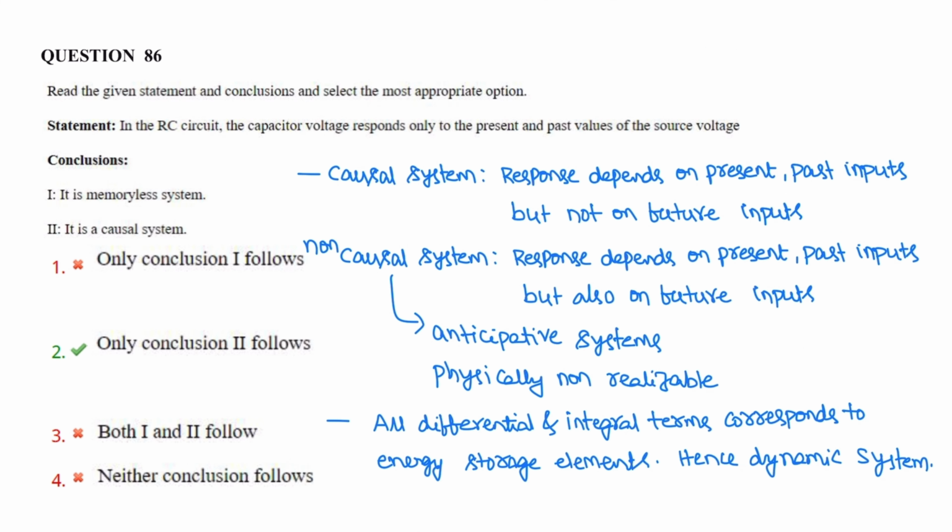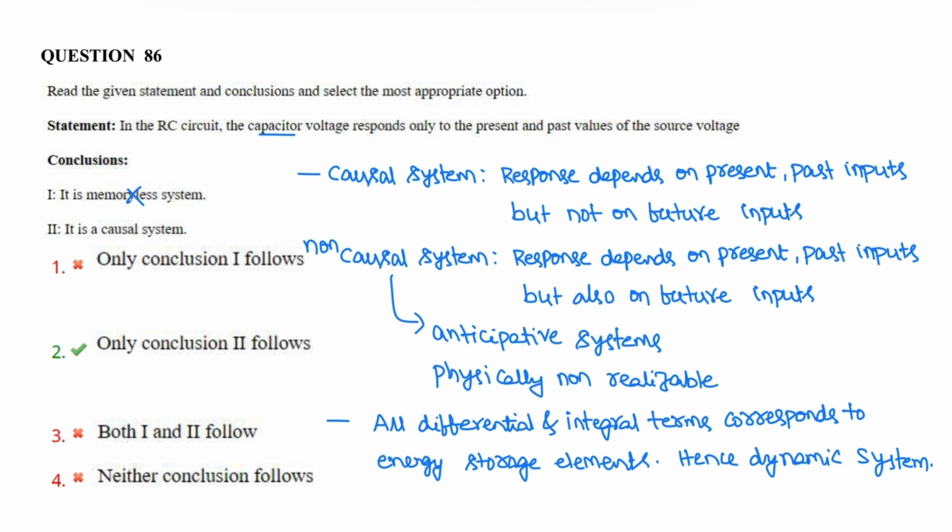Next, the given statement: in the series RC circuit, the capacitor voltage corresponds to only present and past values of the voltage source. All the differential terms and integral terms correspond to energy storage elements. Hence energy storage elements are dynamic systems. Is it a memoryless system? No, there exists a capacitor, which has some memory. It is not a memoryless system, it is a memory system or dynamic system.